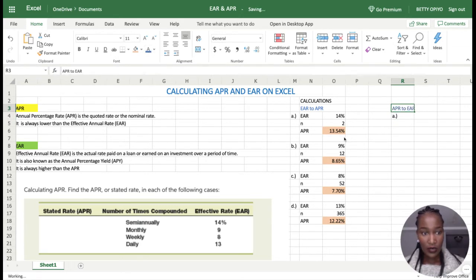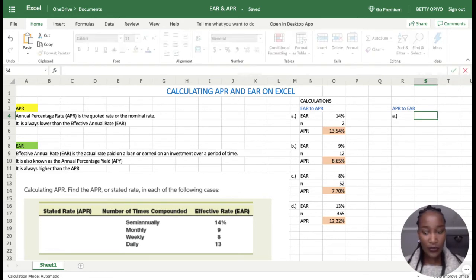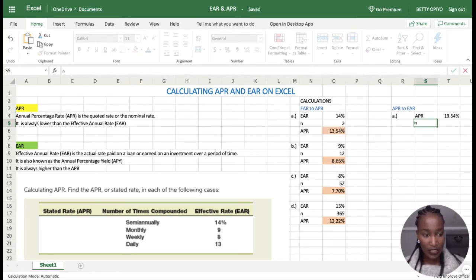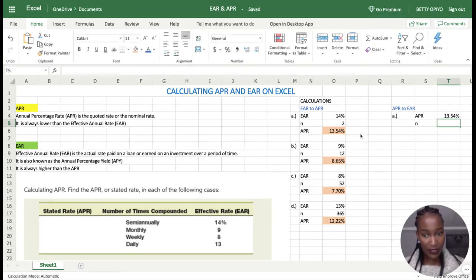So assuming that we didn't have the 14%, 9%, 8%, and 13%, but we were given the APR, the answers that we just found right now. How do you convert back to EAR? I'm going to show you how to do that. The first thing is, assuming that you've been given the APR, the APR for the first one is 13.54%. So I'm just clicking on the cell right here. And let's assume also that the number of compounding periods is given as semi-annually, which means that we have 2 compounding periods per year.